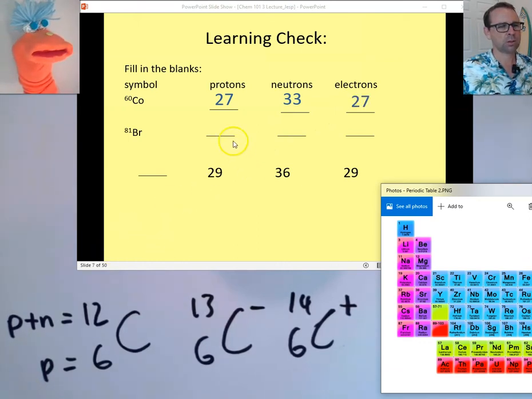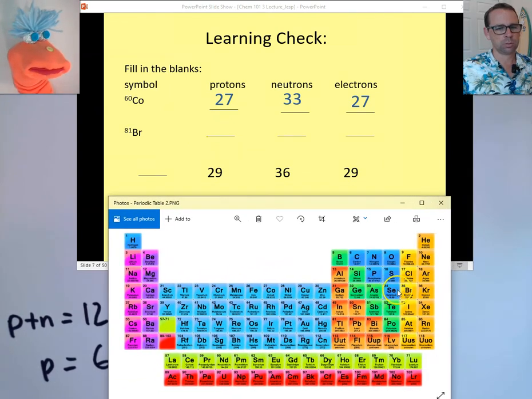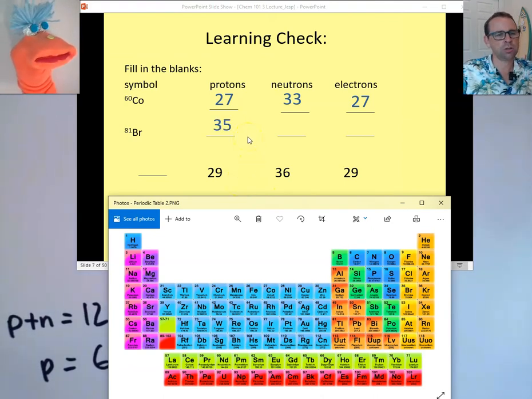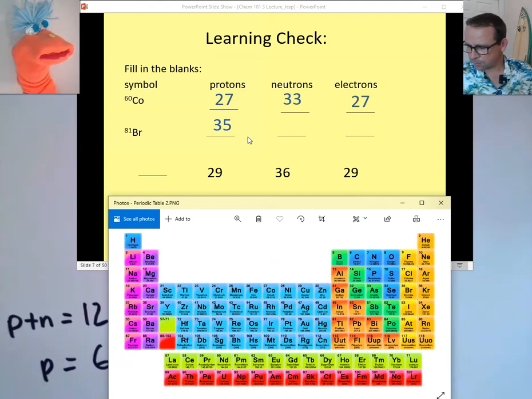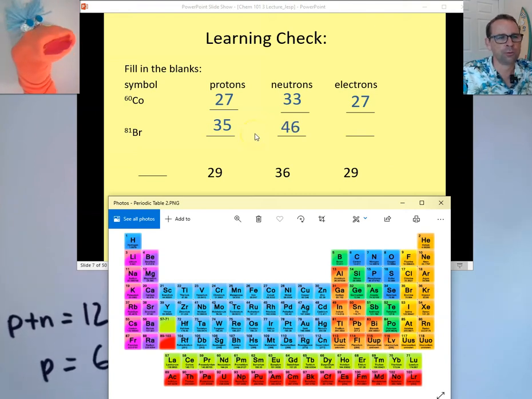So, how about bromine 81? How many protons would bromine 81 have? Yeah, I can't see. Bromine is 35. Very good. Neutrons? What's 81 minus 35? I'll put it in my calculator here. 46. Okay, 46 neutrons. And then 35 electrons, because there's no charge on there, is there? No, there's not. So yes, that's right. The same number, 35 electrons.